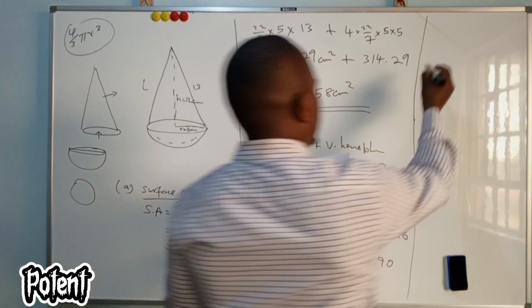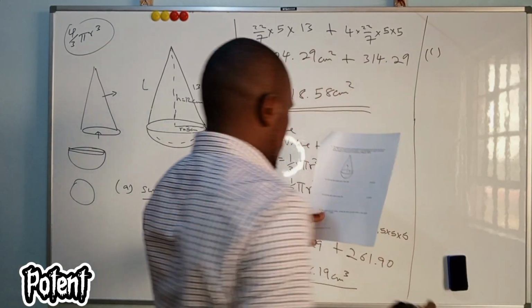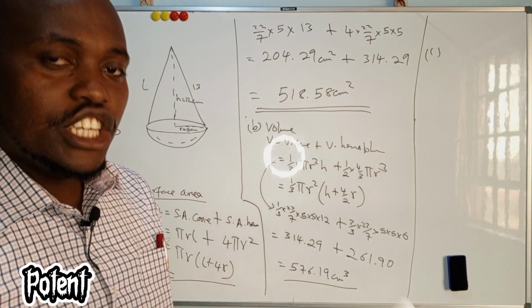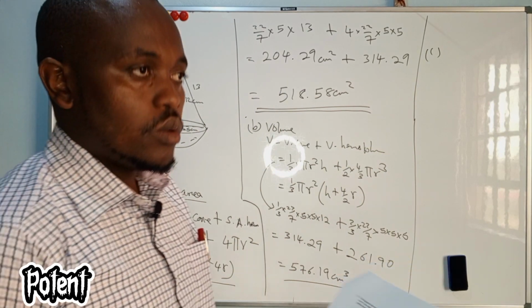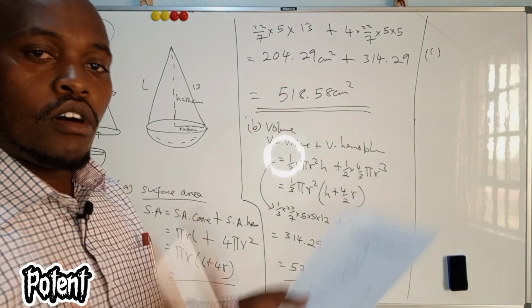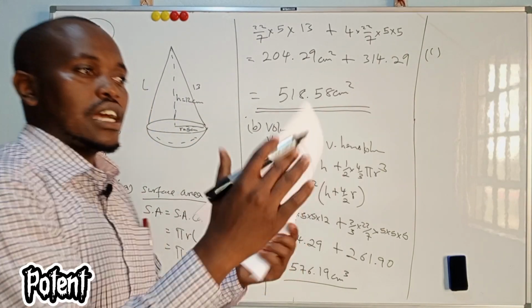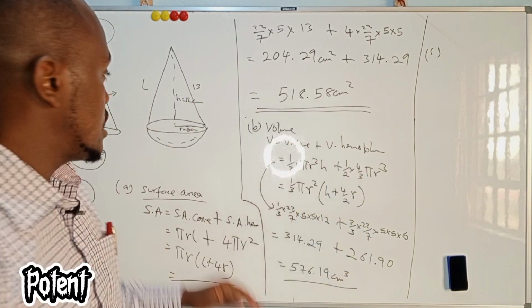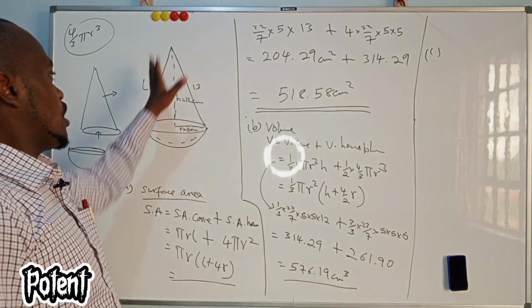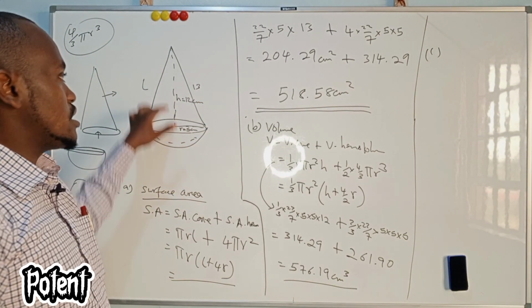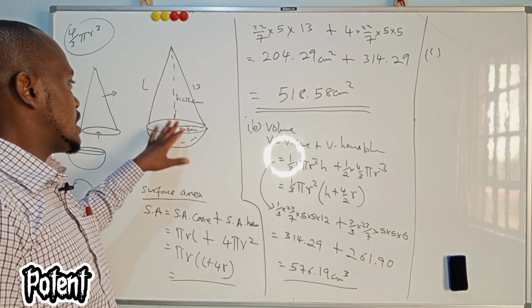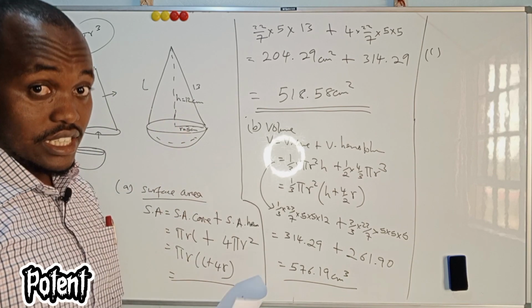Part C asks, the solid was cast into a sphere. So what do you know about a sphere? A sphere is like a ball. So now this solid was molded or cast again into a sphere. Remember, it has a hemisphere and a conical part, and the volumes are not the same. So you cannot say that it will retain the radius.